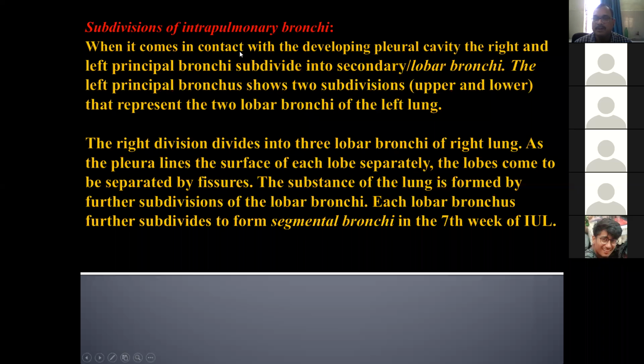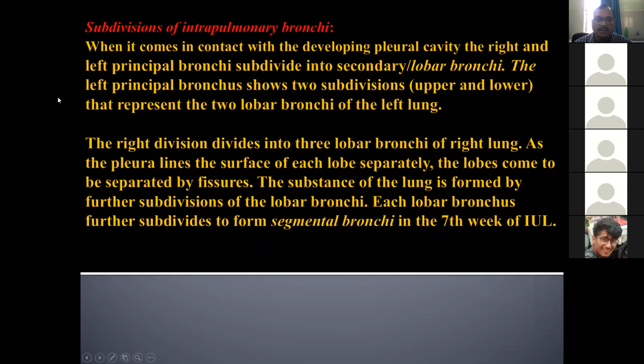Subdivision of intrapulmonary bronchi. When it comes in contact with the developing pleural cavity, the right and left principal bronchi subdivide into secondary bronchi. The left principal bronchus shows two subdivisions, upper and lower, that represents the two lobes, lobar bronchi of the left lung.